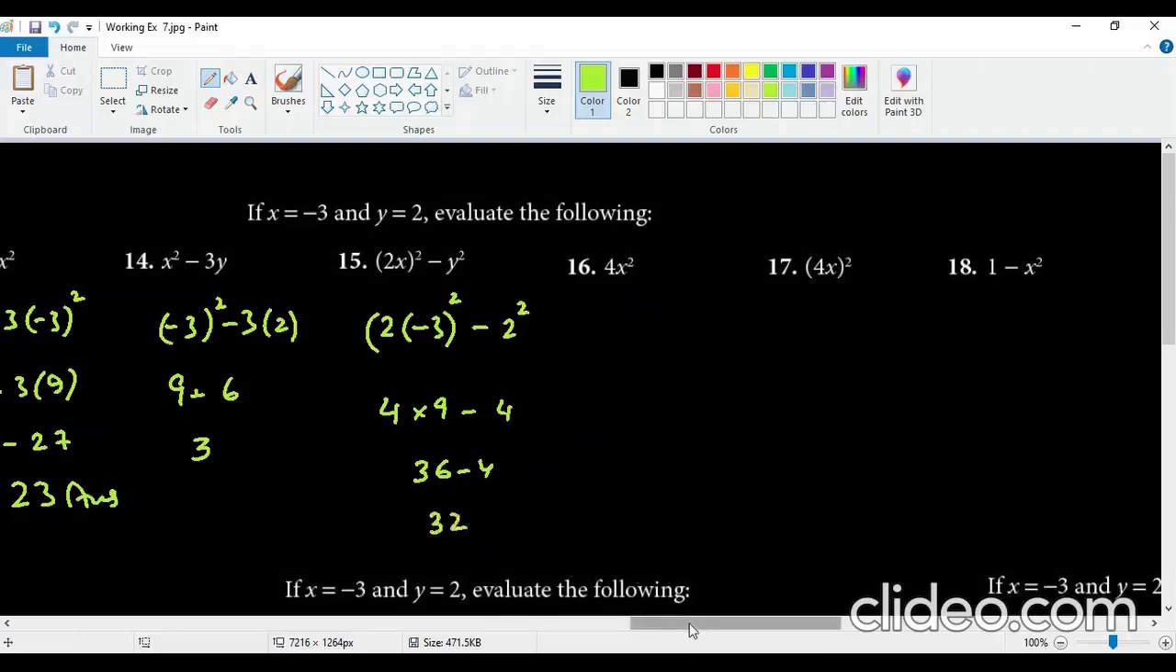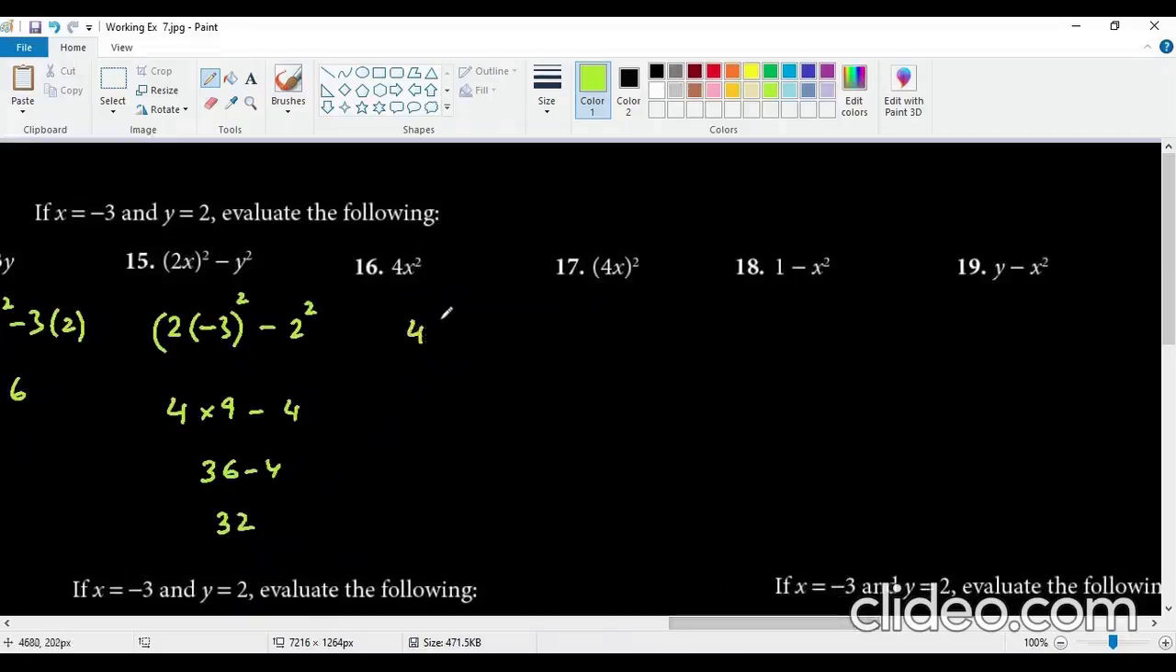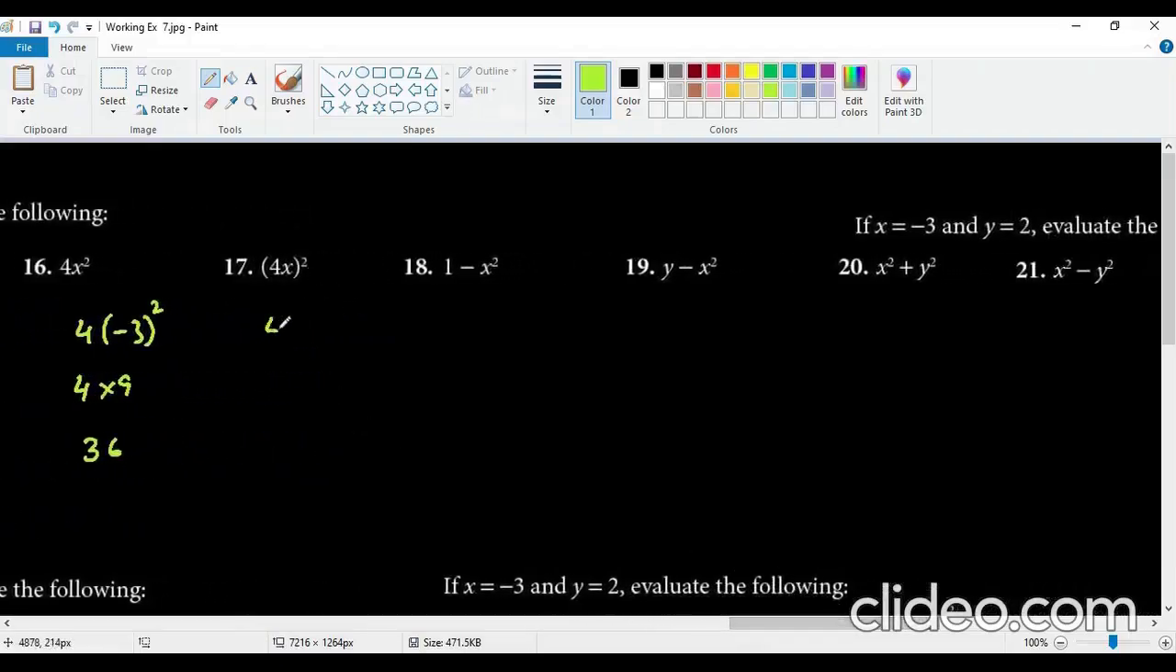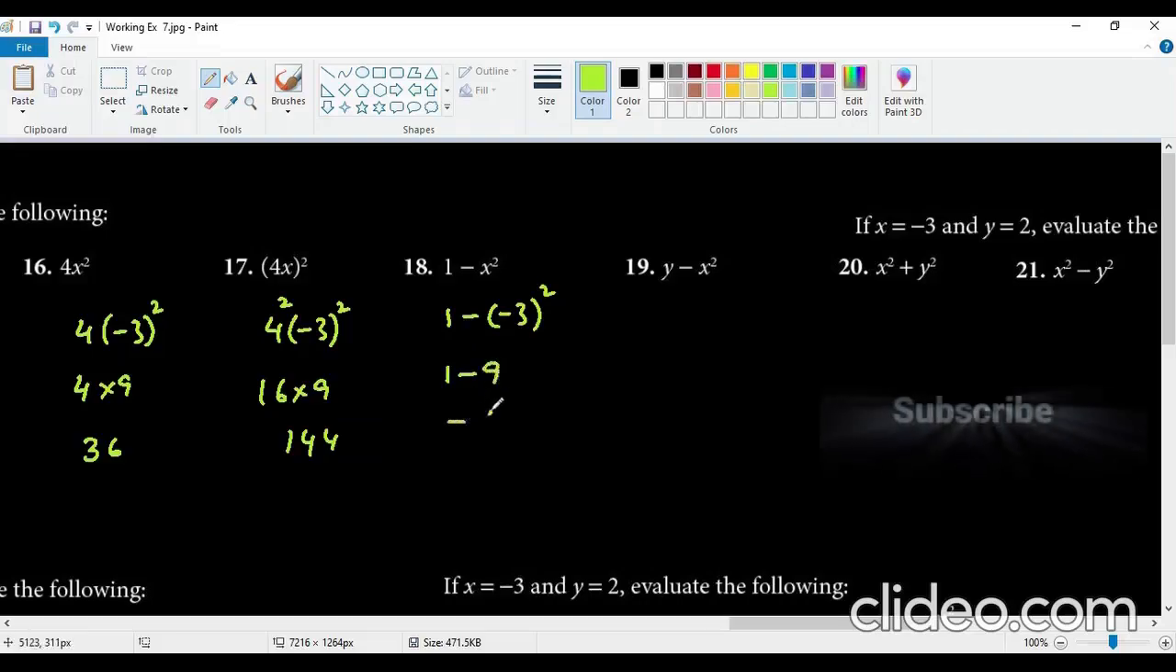Now comes question number 16. 4 is multiplied by the value of x², that means negative 3 squared, so 4 times 9 is going to give you 36. Then comes (4x)². That means 4 times minus 3 squared, and 4 also squared. That means 16 times 9, so 16 times 9 is going to give you 144 as an answer. Now 1 minus x², where the x value is negative 3 squared. That means 1 minus 9, which is going to give you minus 8.